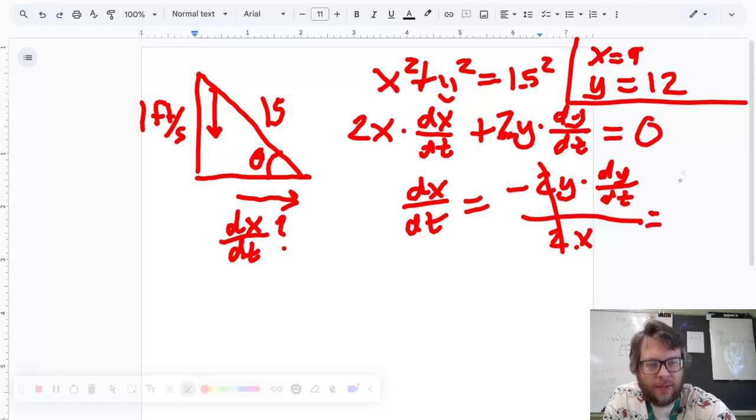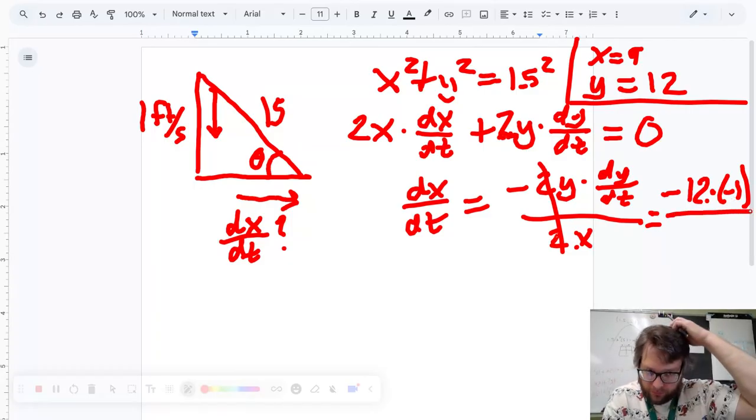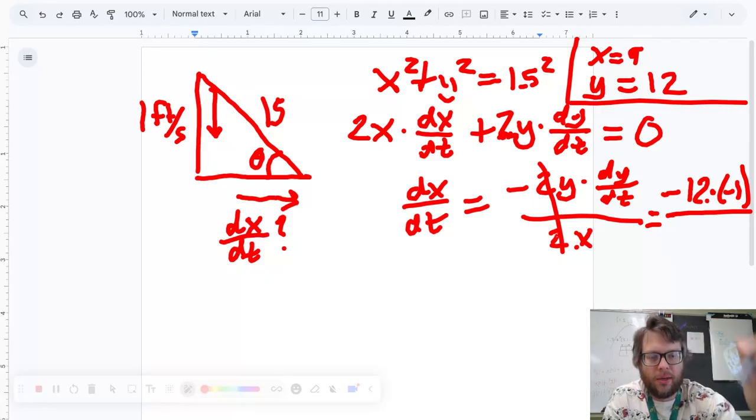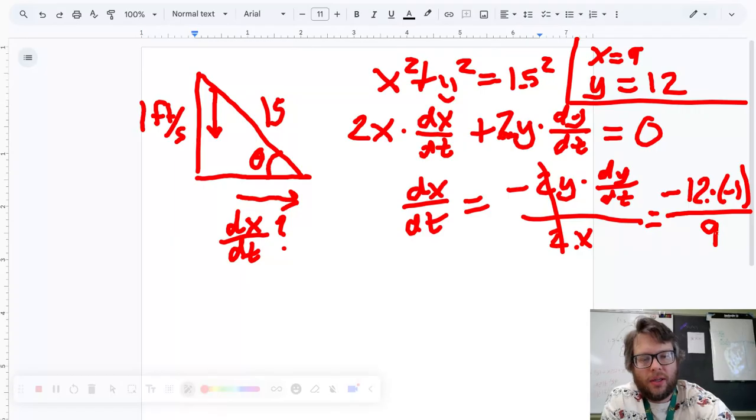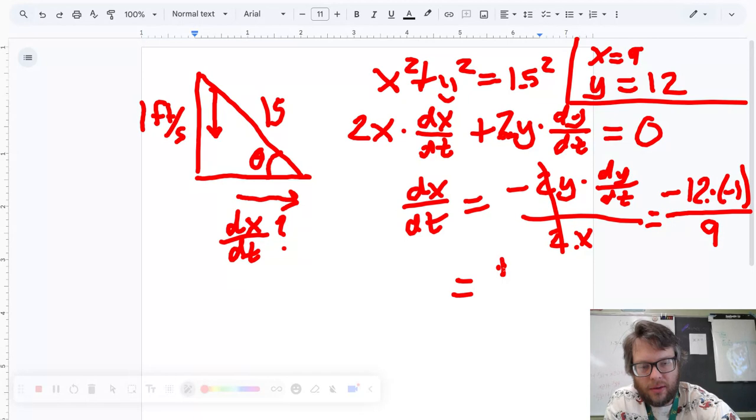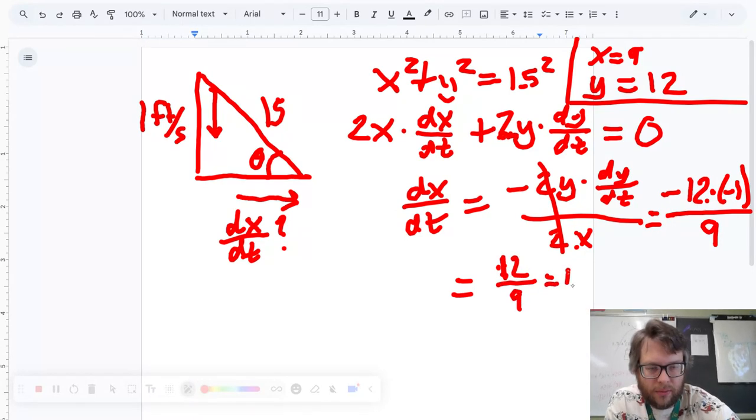If I plug in those points, then I have negative y, which is 12, times dy/dt, which is negative 1 because the thing is sliding down. And then x is 9. So I plug that in there. The reason dy/dt is negative is because it's going down. So we get 12 over 9 because the two negatives cancel out. 12 over 9, or 1 1/3 feet per second.